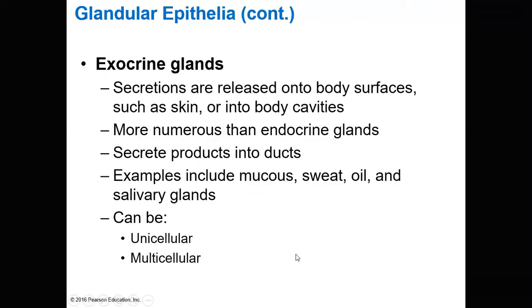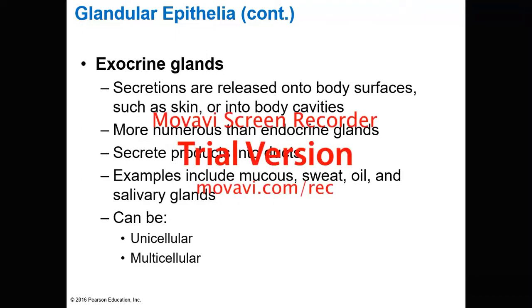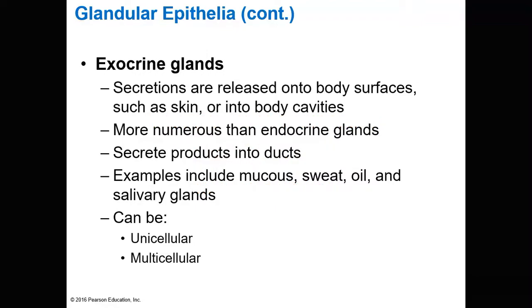Okay. So exocrine glands use ducts. They secrete products into ducts. The secretions are going to be released onto body surfaces, such as the skin, or into body cavities. They're more numerous than endocrine glands. Examples include mucus, sweat, oil, and salivary glands, and they can be unicellular or multicellular.